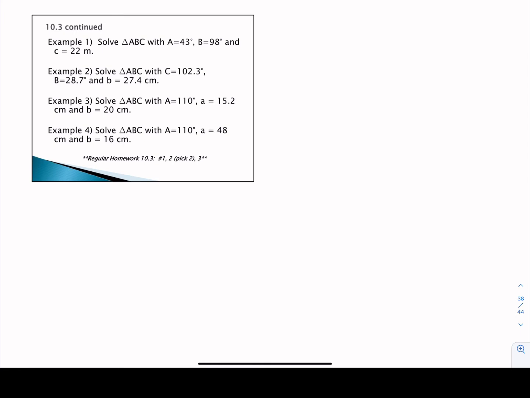So if we want to solve, in our first example, triangle ABC with A measuring 43 degrees, B measuring 98 degrees, and side length C measuring 22 meters. Now, as we did with previous triangle solving questions, we said it was a good idea to draw out not only your given information, but a chart that can be filled in so we know when our solution is complete.